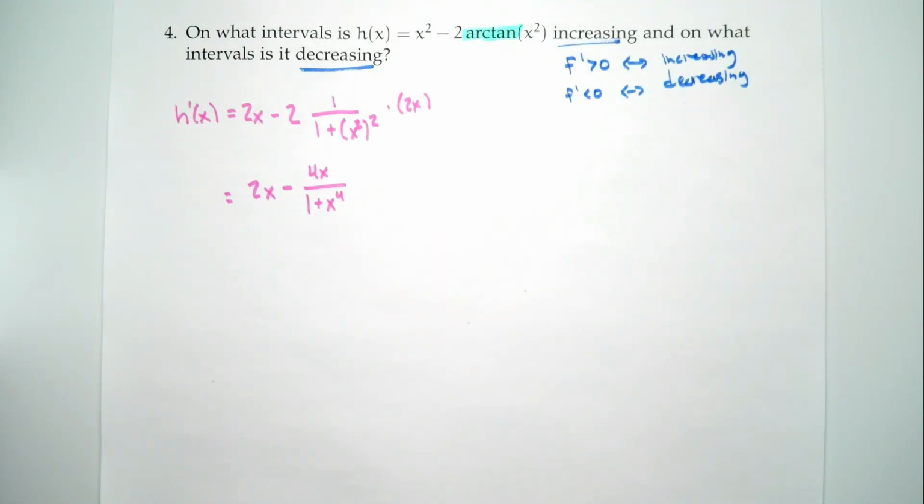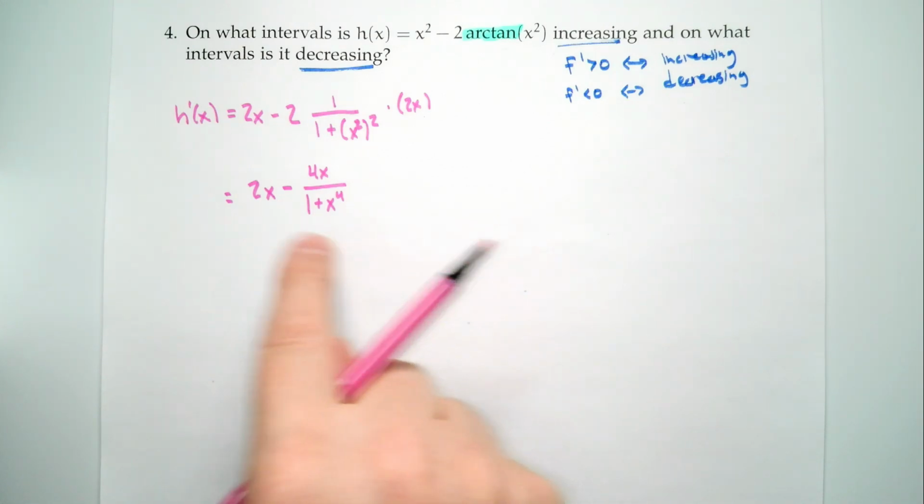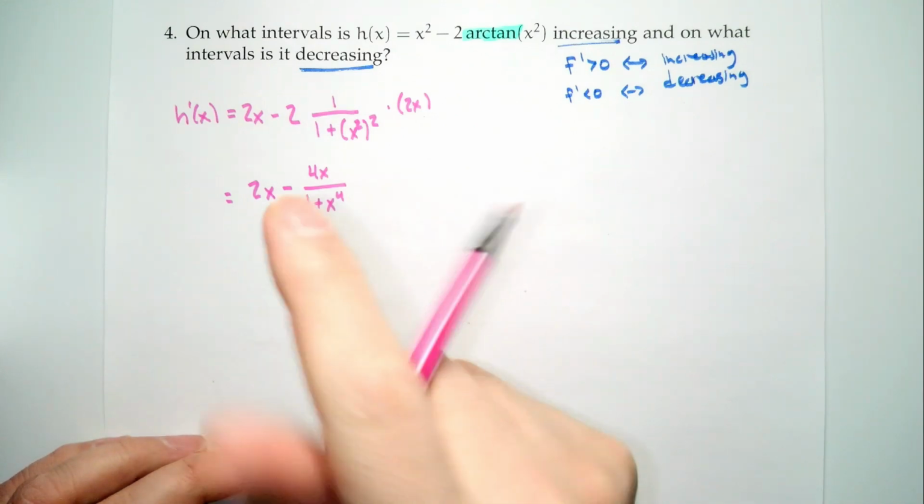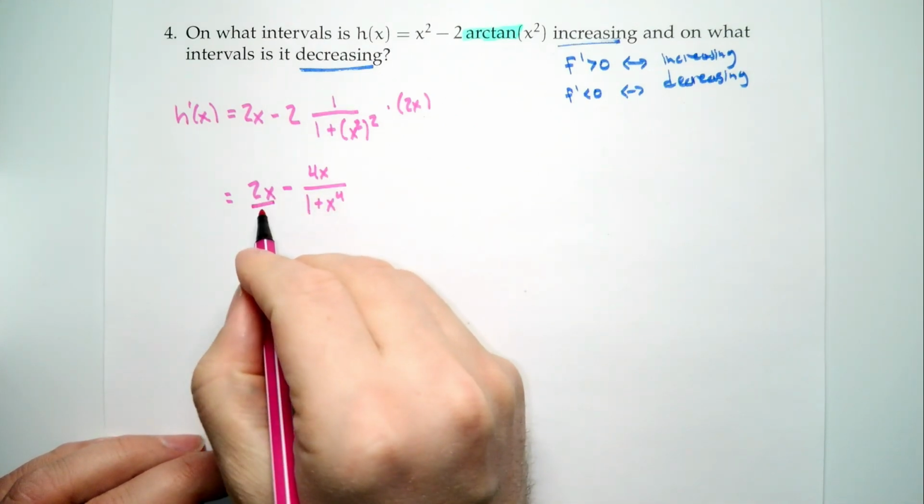Now our goal here is to try to get a handle on what the derivative is doing. So what we should do is simplify it. And in our case, we should try to add these terms together. Well, how do we add? The answer is we get a common denominator, which should be 1 plus x to the 4th, because this 2x is really 2x over 1.